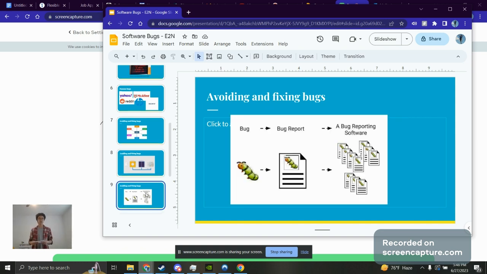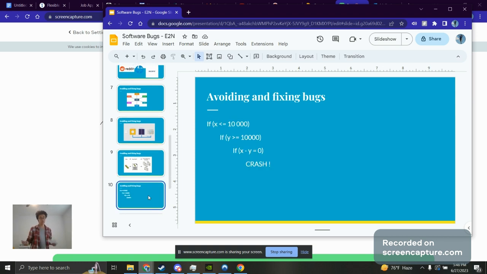However, most important to preventing bugs are user reports. To give you an idea of how important they are, you can take a look at this code snippet below. You don't need to understand how this code works. You just need to understand that when X and Y are exactly 10,000, then the program will crash. However, because X and Y can be an infinite range of numbers, the chances of this actually occurring are less than the chance of you winning the Powerball 10 times in a row.